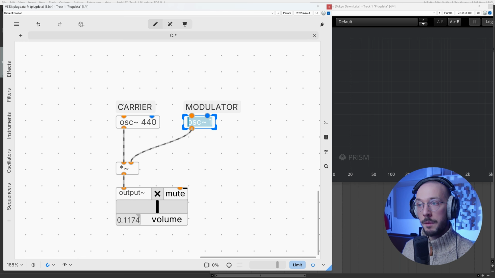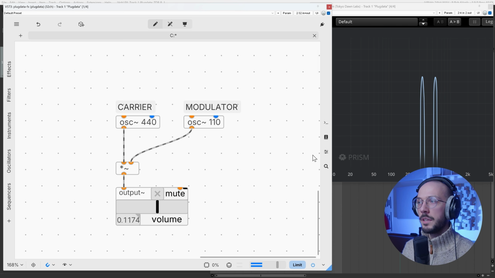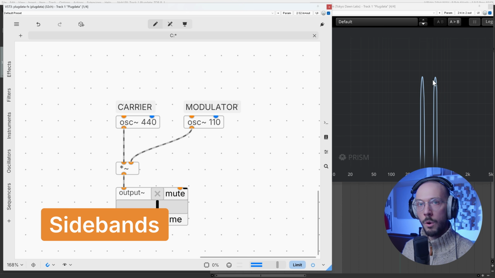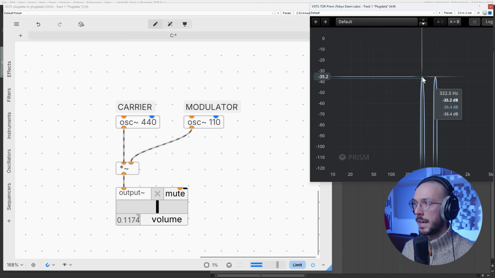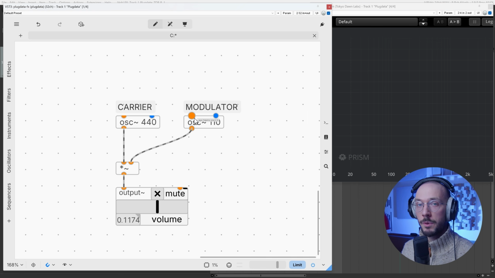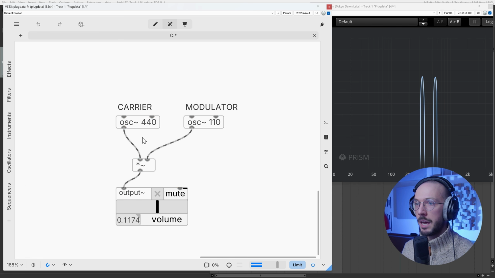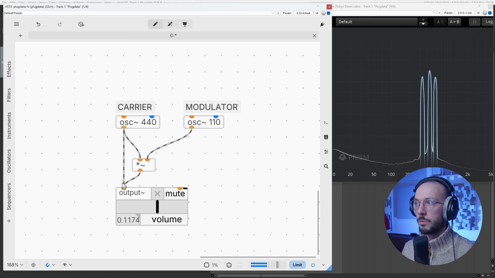Now let's see what happens if I increase the frequency of the modulator. Let's say 110 Hz. So that's interesting. We get two tones, and if you take a look at their frequency, we have the first one at 320, the other one 532. Now a question may arise, that is, where is our carrier frequency? Well, with ring modulation, the carrier frequency disappears, so this is without carrier, this is with carrier.